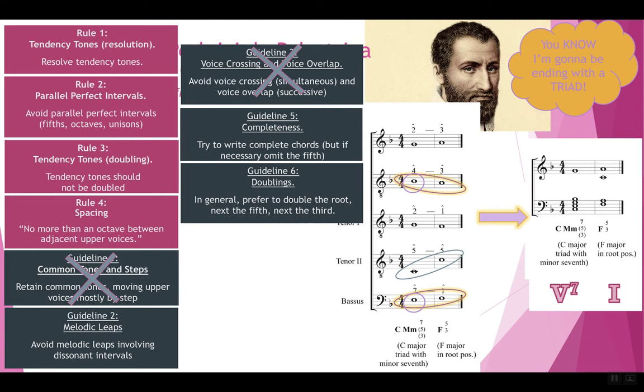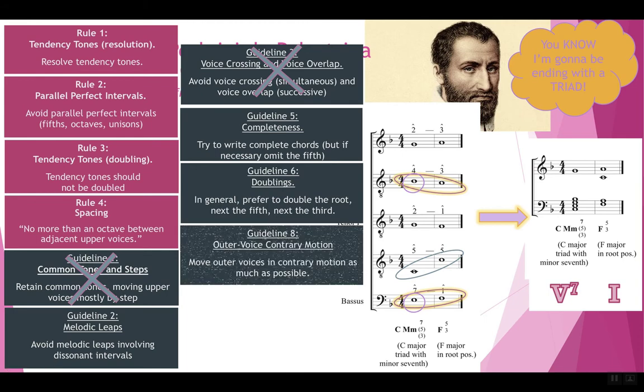Guideline number 6, doublings. In general, prefer to double the root. Next, the fifth. And if it's not good to double either the root or the fifth, then you double the third. In this chord, we saw that the G is doubled, so that's the fifth of the chord. In this one, the A is doubled, so he doubled the third. So he doesn't seem to be paying any special attention to doubling the root. He's happy to double the fifth in this chord or double the third in this chord. But he does a good job.